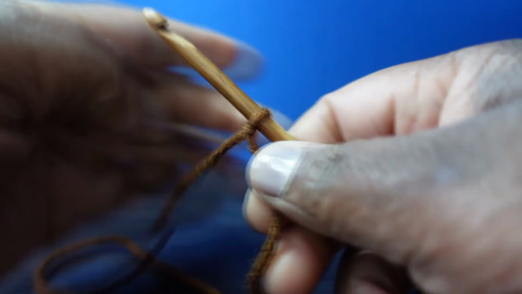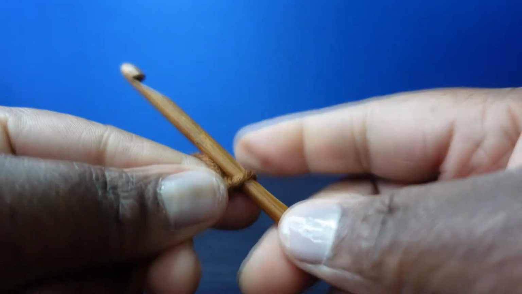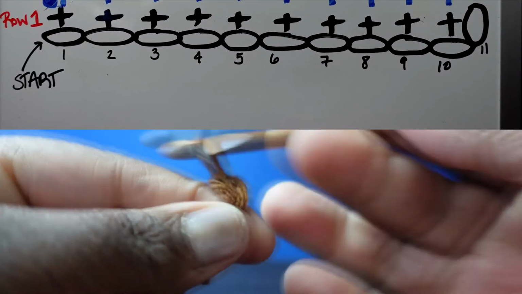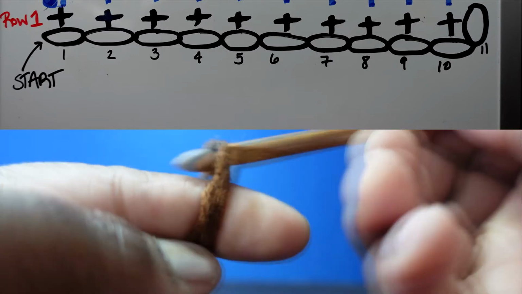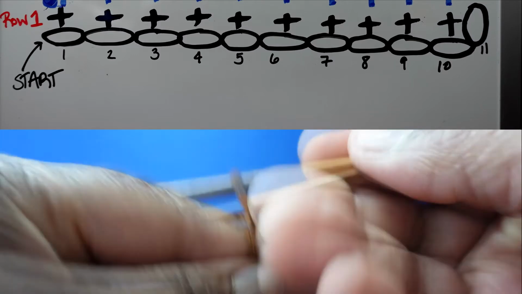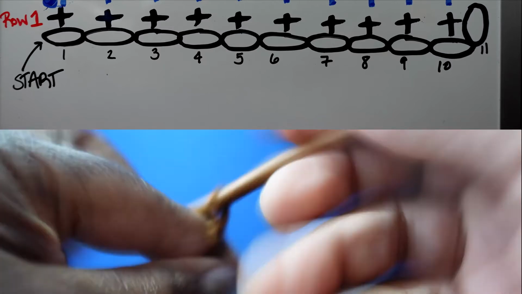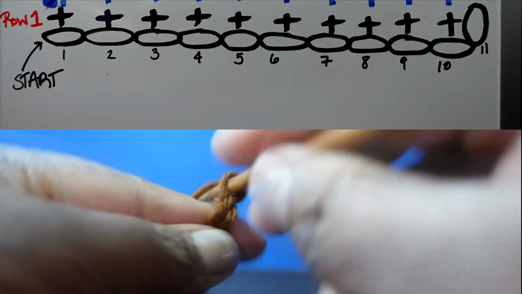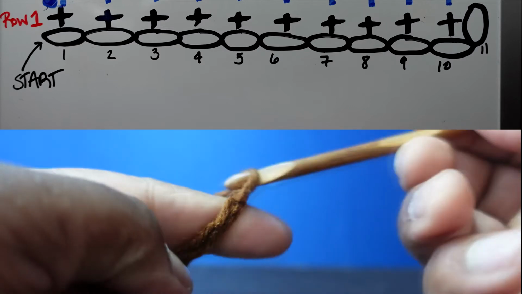So the slip knot is not in the diagram, okay? Just want to make that very clear. Alright, so now we chain 11. Remember the 11 chains. So 1, 2, 3, 4, 5, 6, 7, 8, 9, 10, 11.